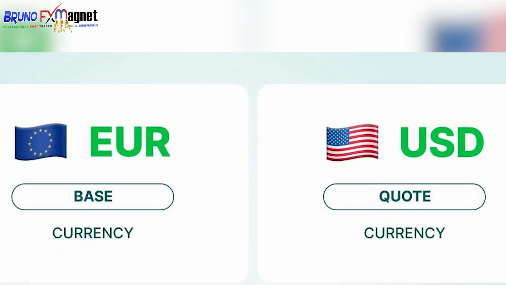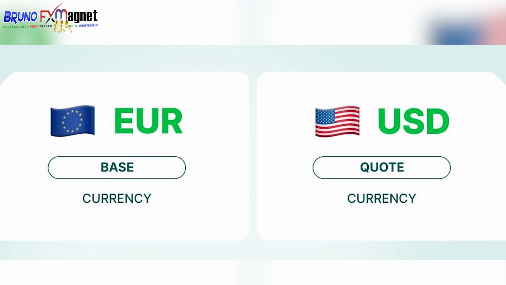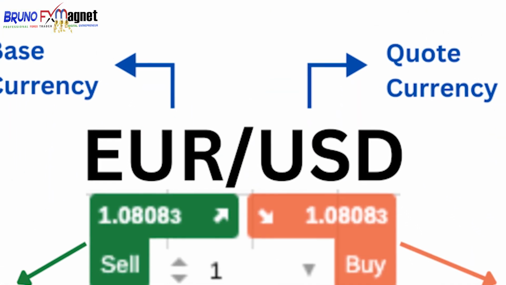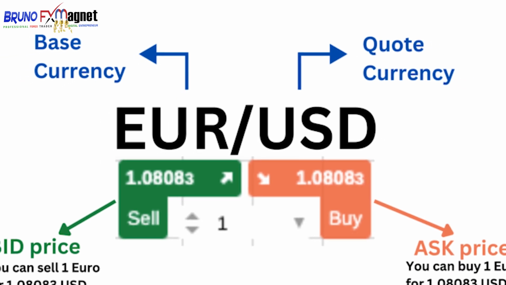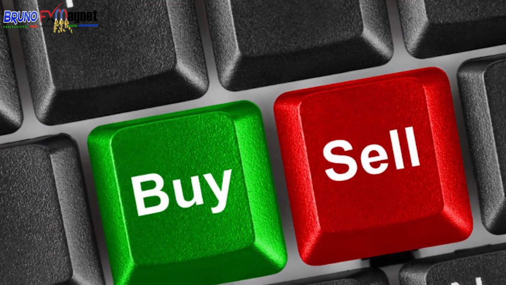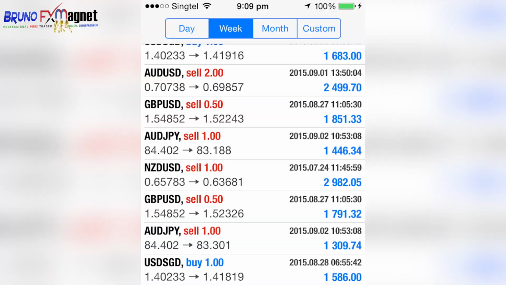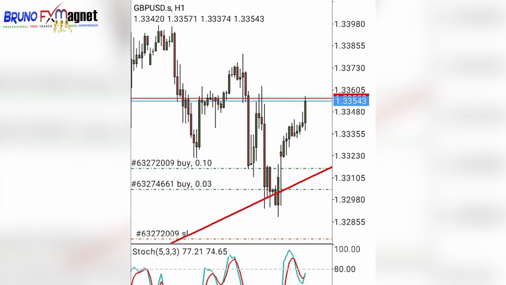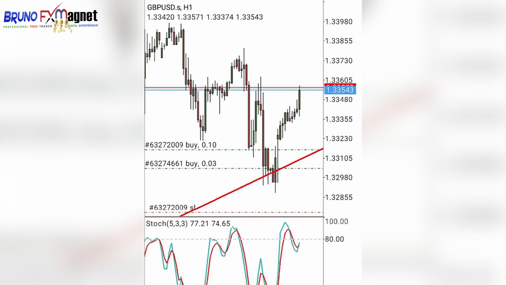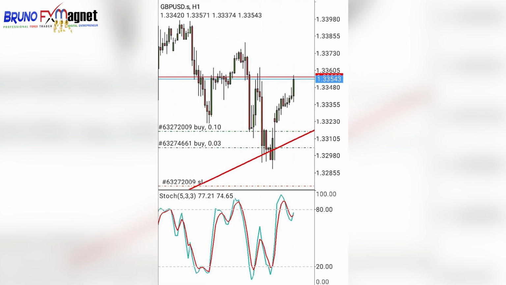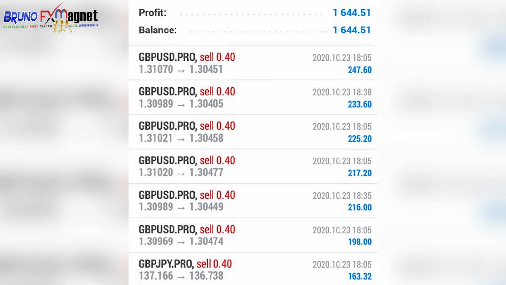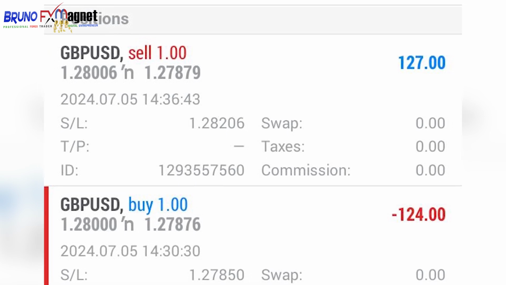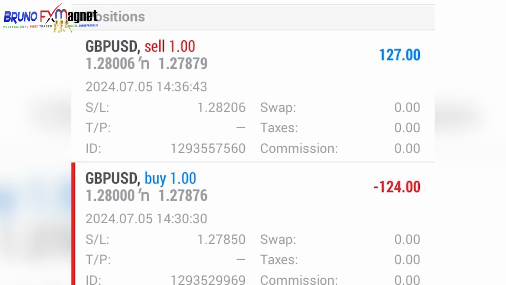So using the example of EUR/USD, the Euro is the base currency and the USD is the quote currency. You may ask yourself, what's the importance of buying and selling these pairs? Of course, that's where you get your profit or loss. When you buy a currency pair and its market price goes up above your buying price, you gain a profit. If the market price goes down below your buying price, then you get a loss.